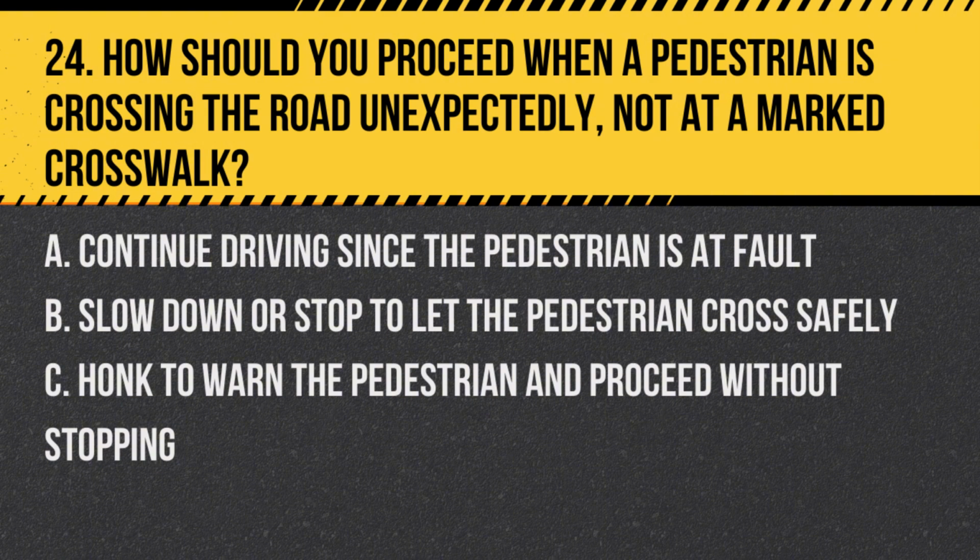Question 24. How should you proceed when a pedestrian is crossing the road unexpectedly, not at a marked crosswalk? A. Continue driving since the pedestrian is at fault. B. Slow down or stop to let the pedestrian cross safely. C. Honk to warn the pedestrian and proceed without stopping. Answer: B. Slow down or stop to let the pedestrian cross safely. Even if pedestrians are not crossing at a marked crosswalk, drivers should always prioritize safety and prevent accidents.